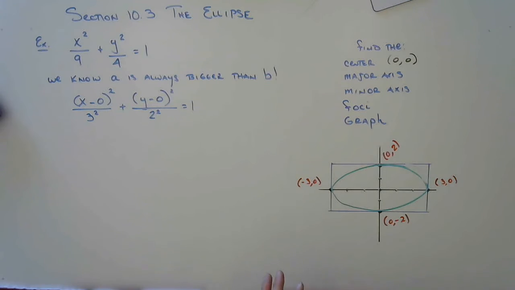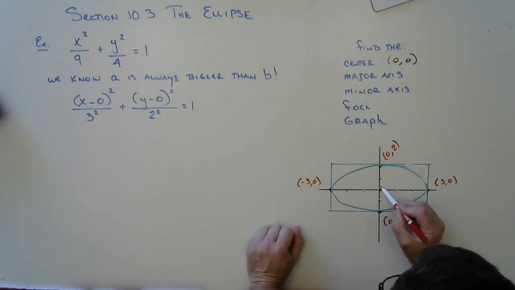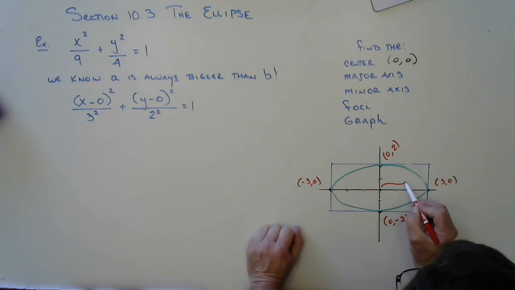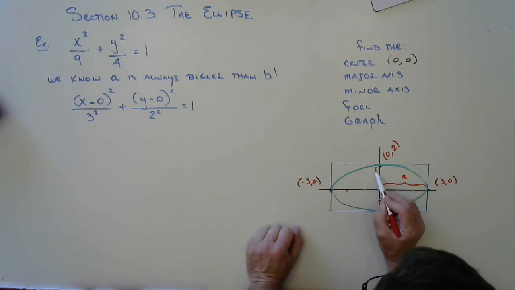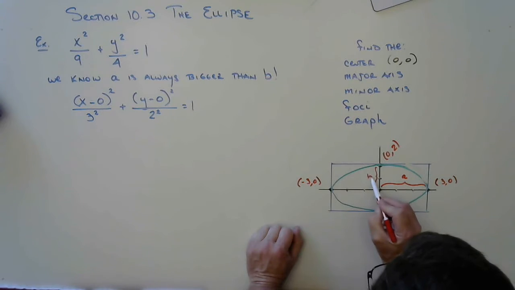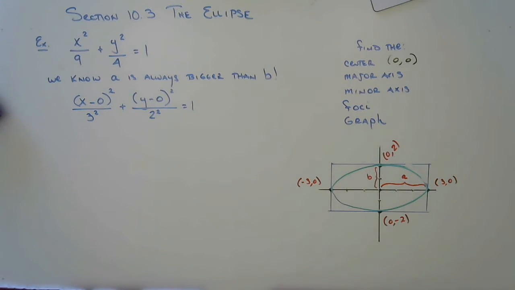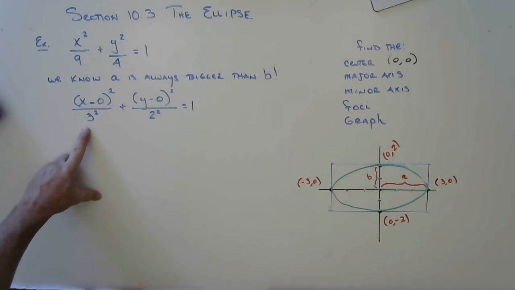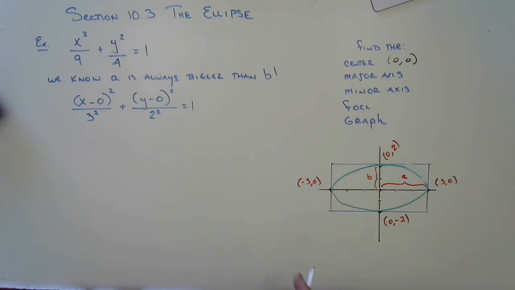Now, remember, this is A right here, and this one is B right here. A is always the bigger one. And in this case, A was under the X. So that's how we drew our graph.